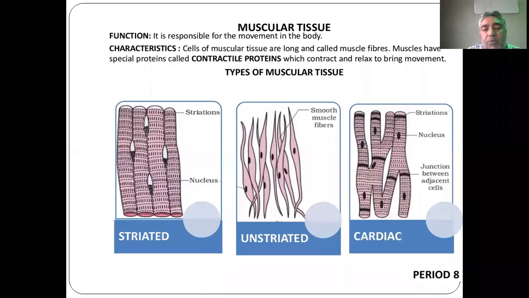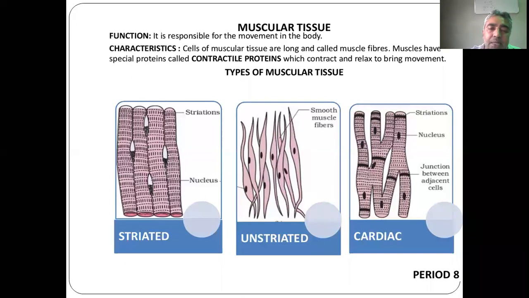Now you can understand the muscular tissue. Name the tissue which is responsible for movement in the body. Muscular tissue is responsible for movement. Cells of the muscular tissue are long and called muscle fibers. Muscles have a special protein called contractile protein, which contracts and brings about movement. Contractile proteins are of two types, myosin and actin.